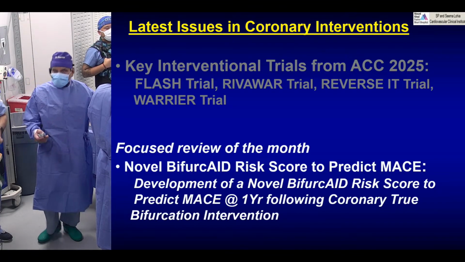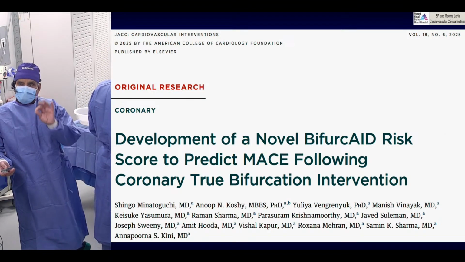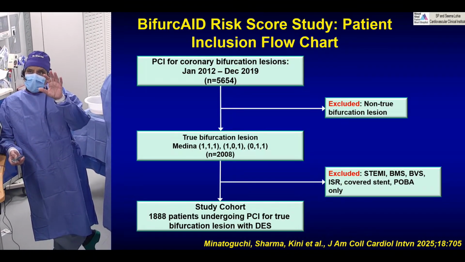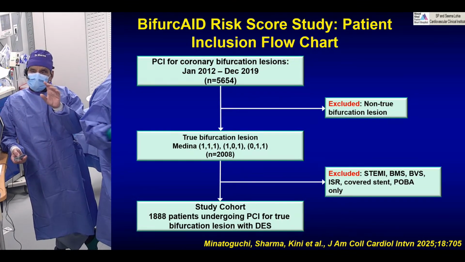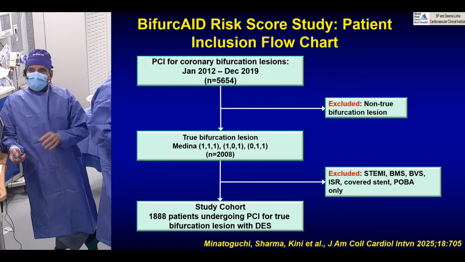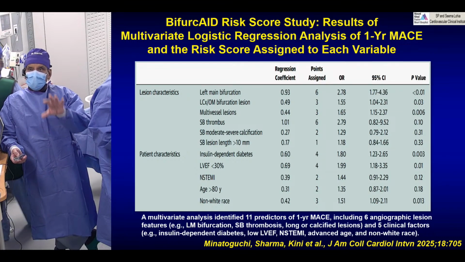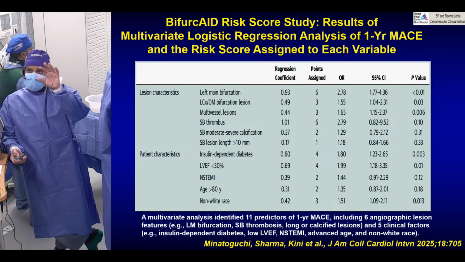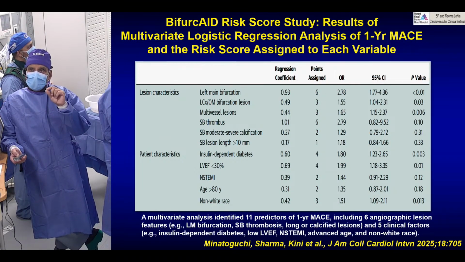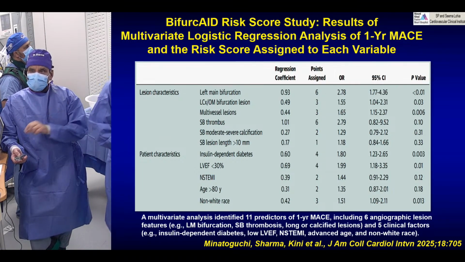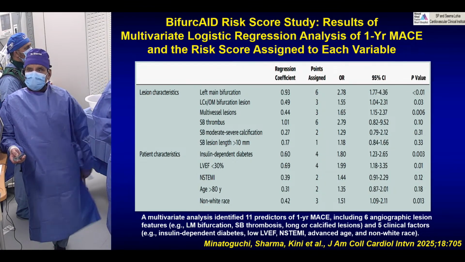So you are going to show step by step. Let's go through the bifurcation risk score, done at Mount Sinai. About 2,000 plus angiograms were analyzed by the CAS system, and 1,888 patients went for PCI and were analyzed with true bifurcation. By regression analysis, they came up with individual endpoints, 6 of them lesion, and 5 patient characteristics: insulin-dependent diabetes, low EF, non-STEMI, age more than 80, and non-white race.